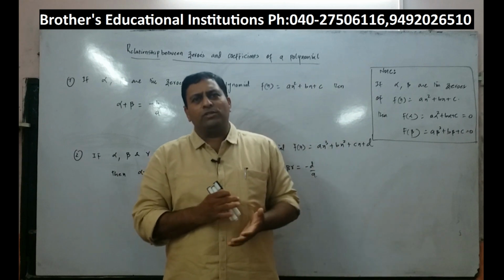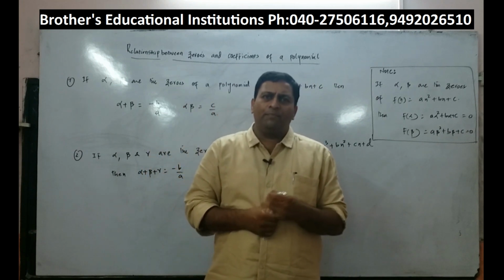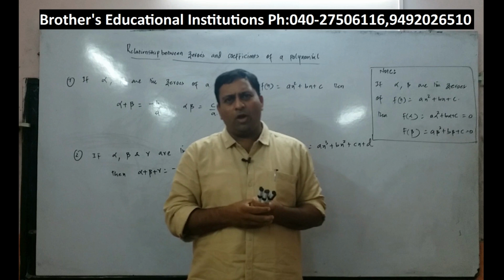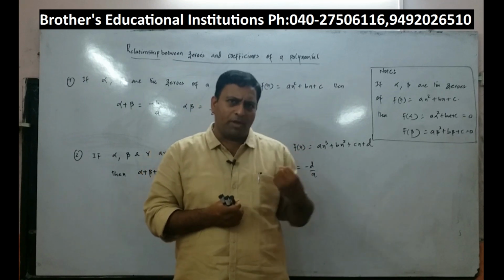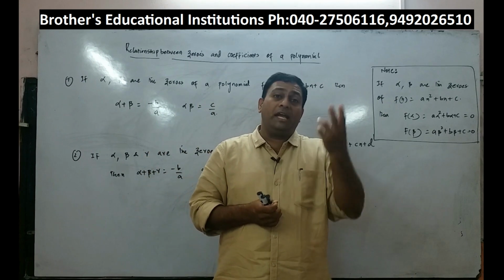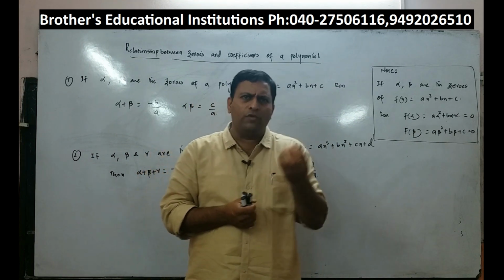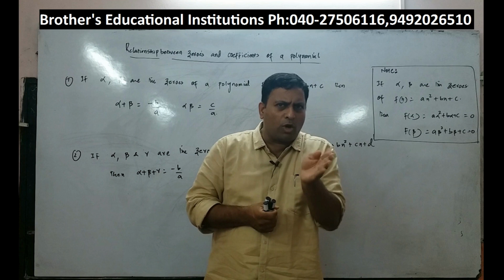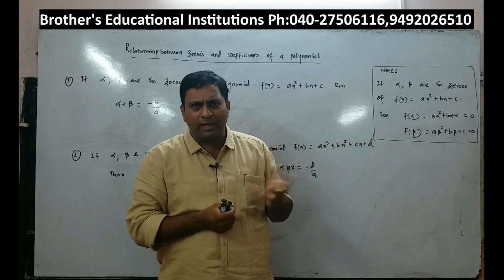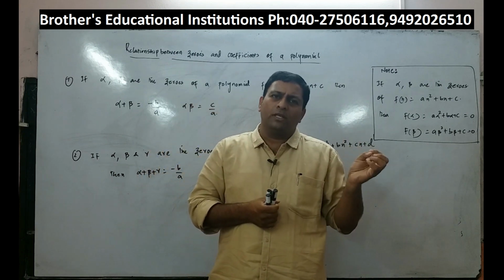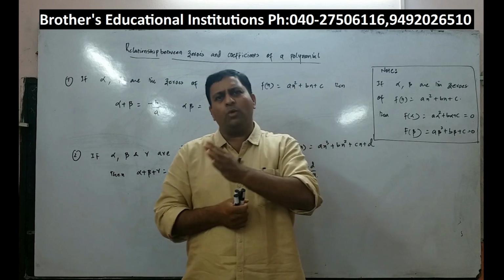Today we are going to see the relationship between the zeros of a polynomial, whether that is a quadratic polynomial or a cubic polynomial, and its coefficients. Right? What did I say? And its coefficients. Coefficients are what? Coefficients are nothing but constants which are attached to the variable. Right? So, the relationship between the zeros and the coefficients.